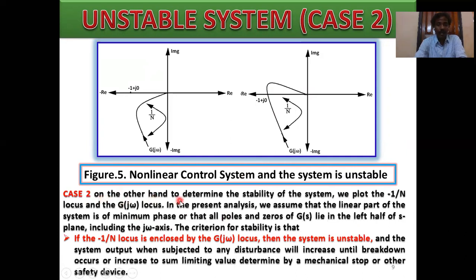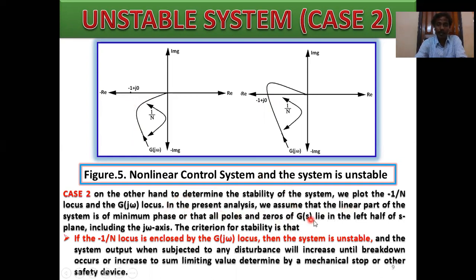To determine the stability of the system, we plot the minus 1 by N locus and the z omega locus. This is the minus 1 by N locus. This is also the minus 1 by N locus. This is the z omega locus. This is also the z omega locus. And the minus 1 plus j0 point is outside.